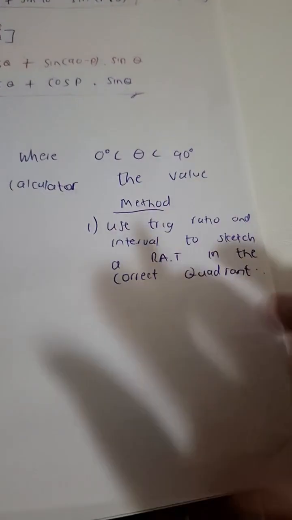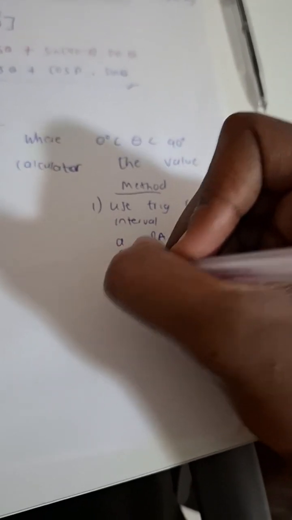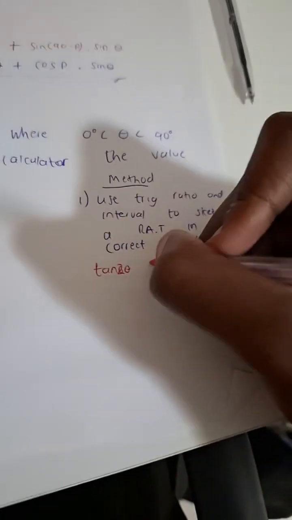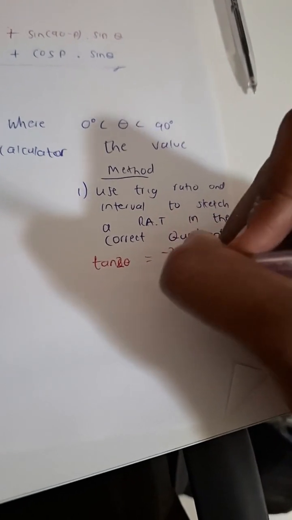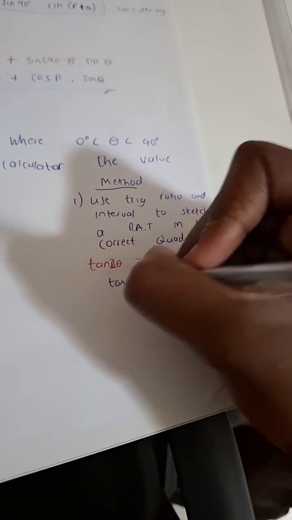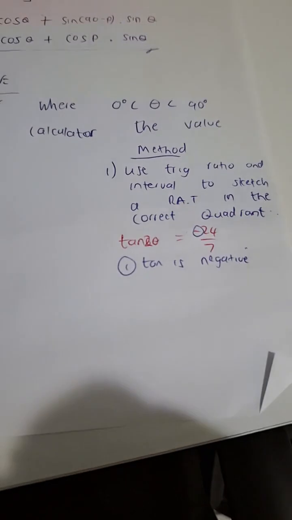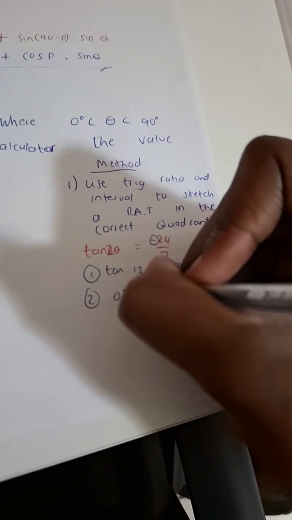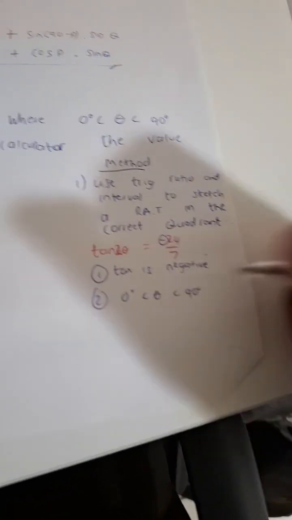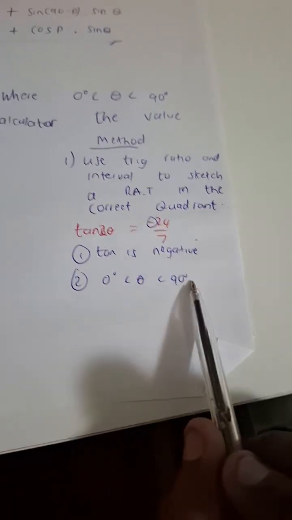But you need to first find that particular quadrant by doing the following. So I'm going to use this example to basically get my point across. We have tan 2 theta, and we are told tan 2 theta is equal to negative 24/7. So in other words, they are saying tan is negative. That's the first thing. And then secondly, they've given you an interval, that theta is between 0 and 90 degrees.